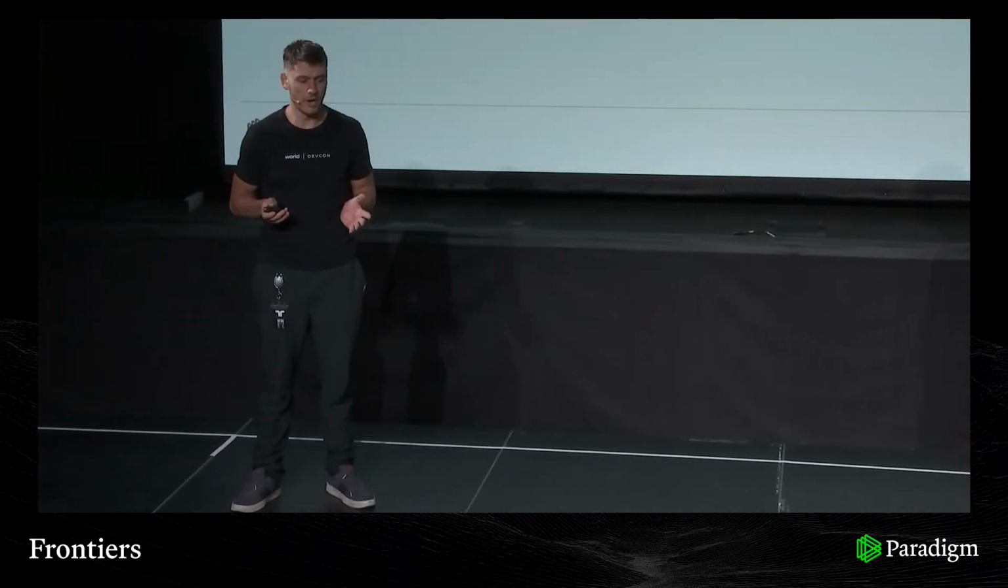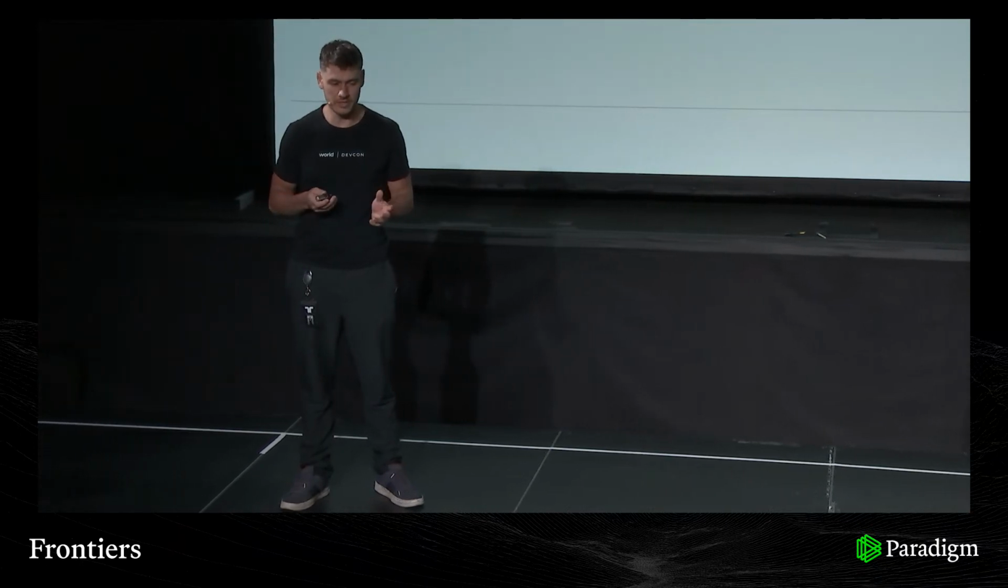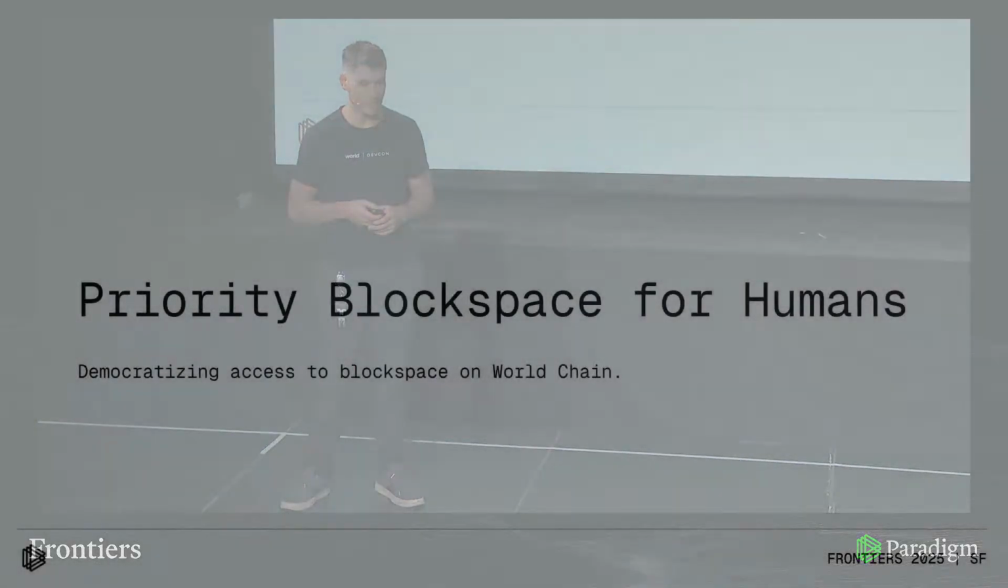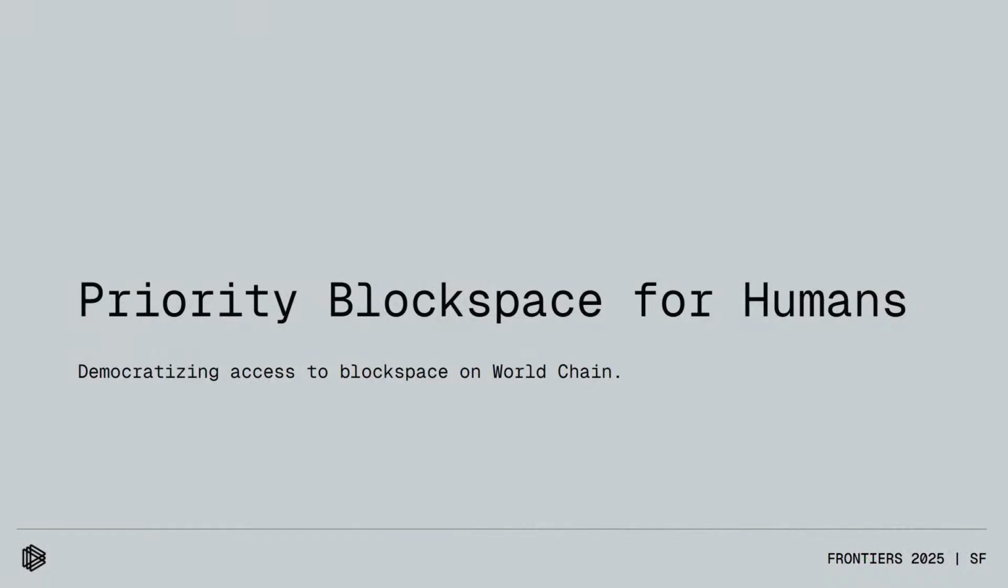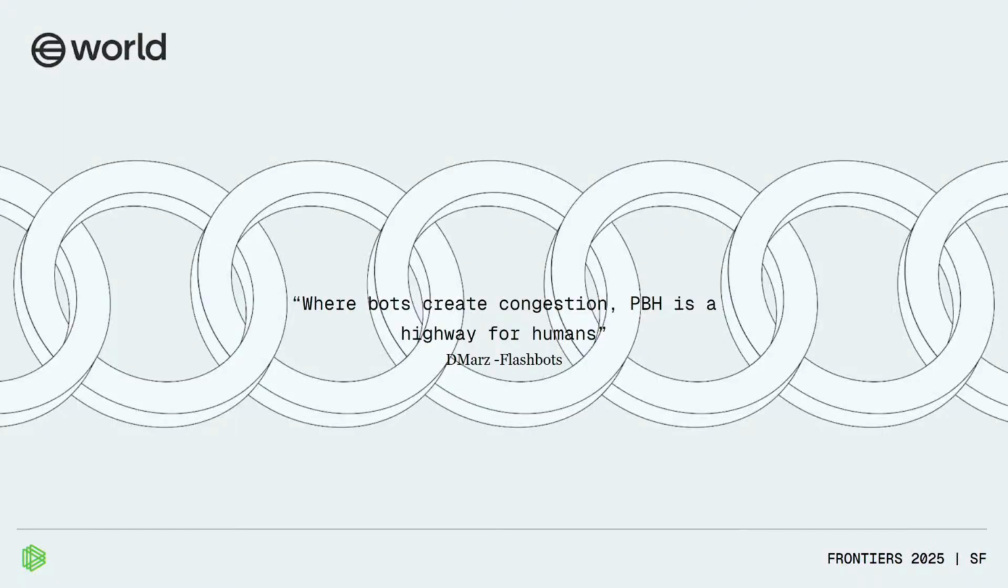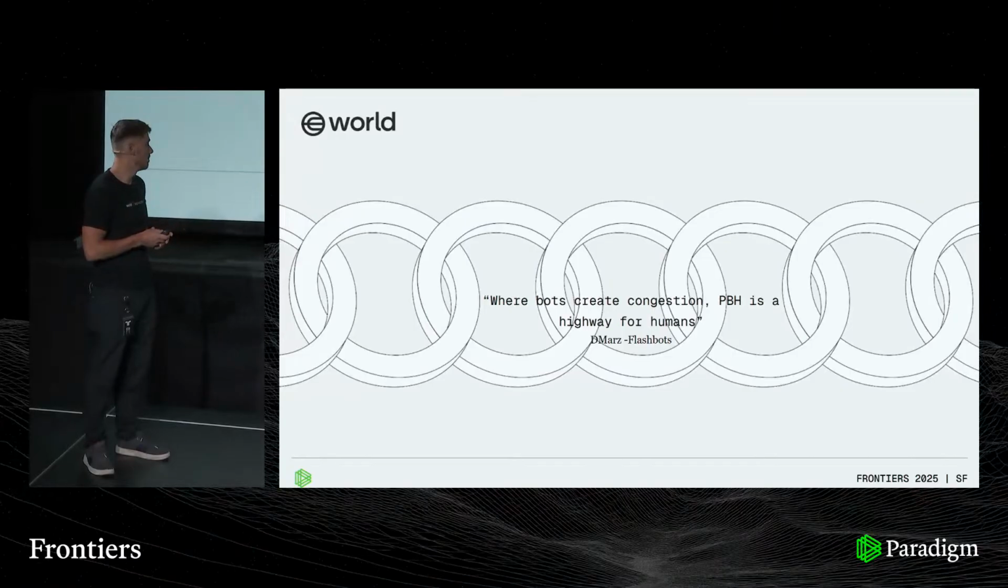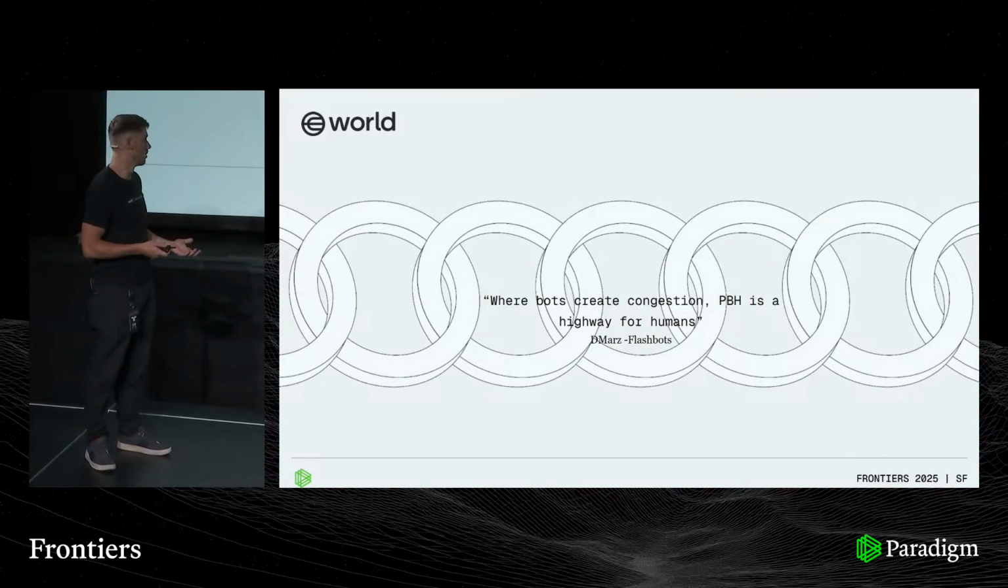Cool. So we're going to start with priority block space for humans. The goal of this talk is to give you an understanding of the mechanics and how it works. This is a quote from DMARS from Flashbots: where bots create congestion, PBH is a highway for humans. And this is how we see it. PBH is a fast lane for World ID users on World Chain.